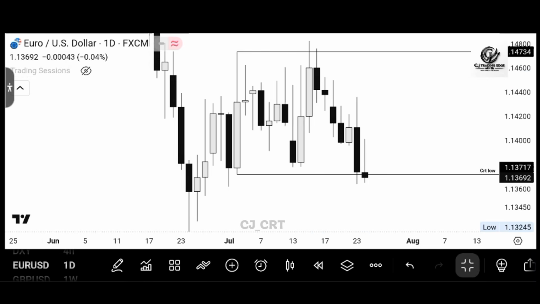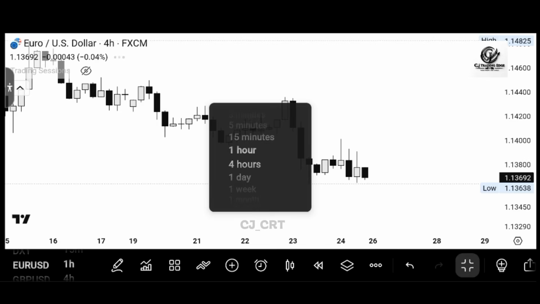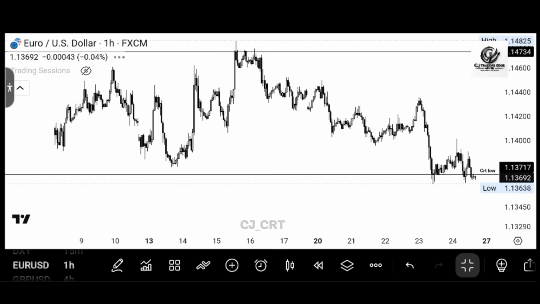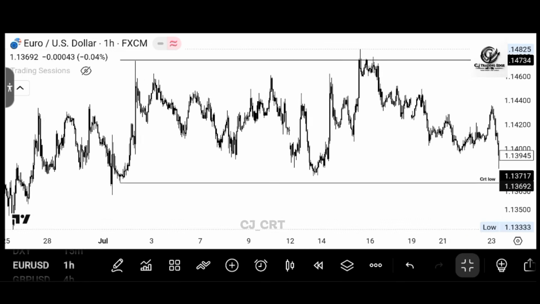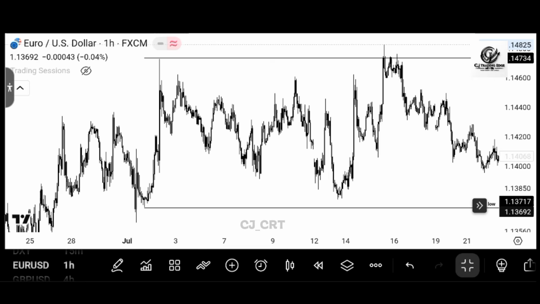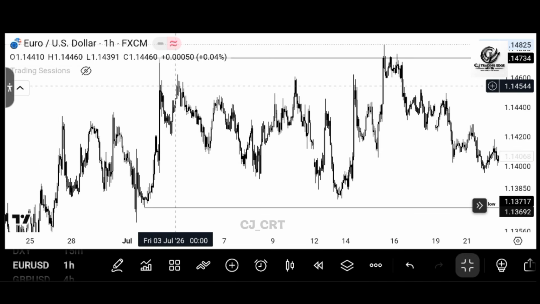So dropping down to our 1 hour time frame, you will see that everything that has been happening is just consolidation.